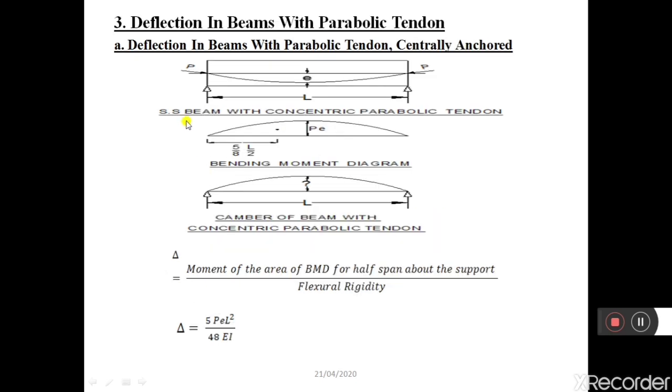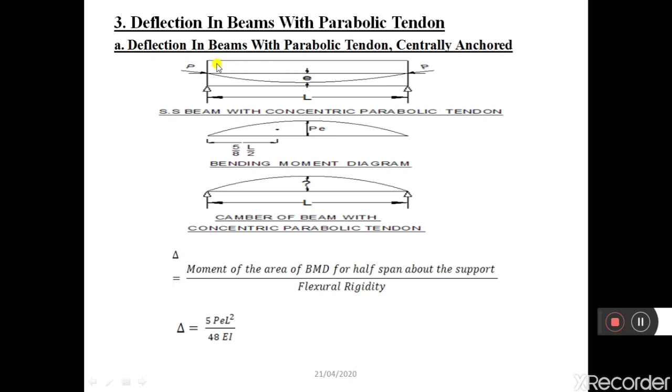Now let us go to the third case: deflection in beams with parabolic tendons. In previous slides, we saw a beam with a straight cable or a linear cable. In this slide, we are seeing a cable profile which is parabolic. Let us consider the first case: deflection in beams with parabolic tendons, centrally anchored.